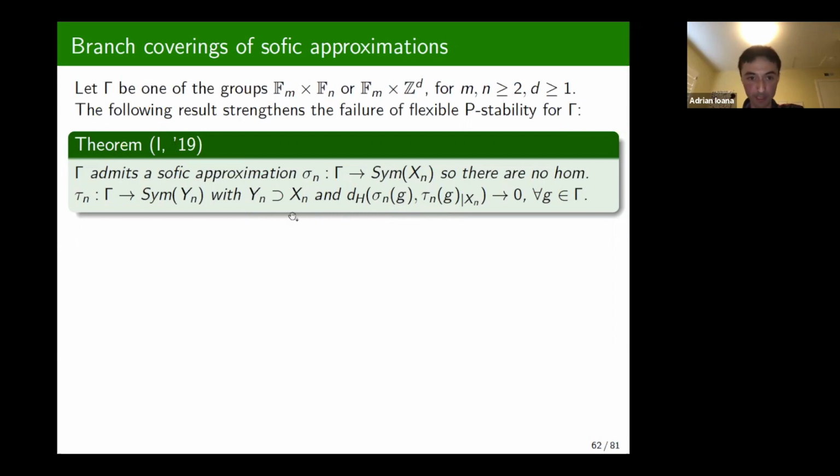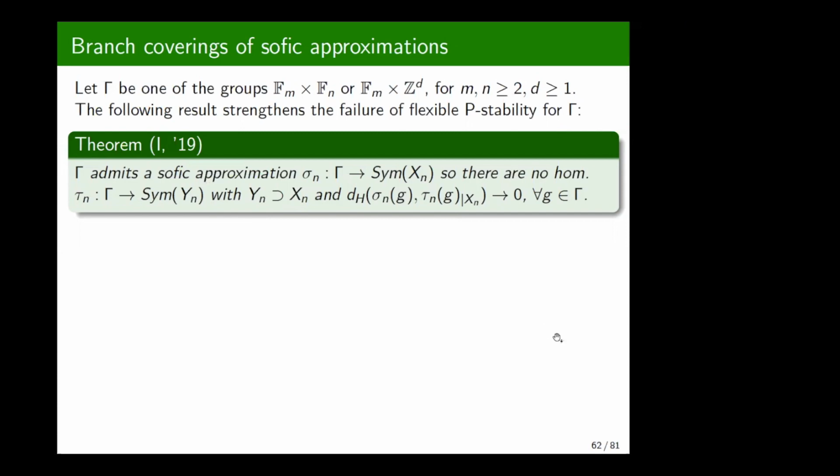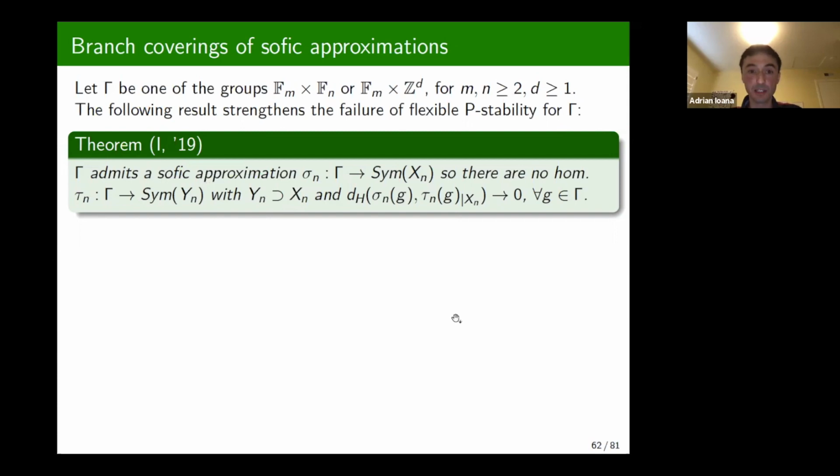So this clearly strengthens the lack of flexible p-stability, and it does so in two ways. First, in that earlier theorem, I only needed to provide an asymptotic homomorphism with a certain property, not a Sophic approximation. So now we can have a Sophic approximation, and moreover, I don't need the set Yn to be just Xn plus a small portion of points. It can be an arbitrary set containing Xn. So in particular, you said Yn can be infinite here? It can be infinite, yes.